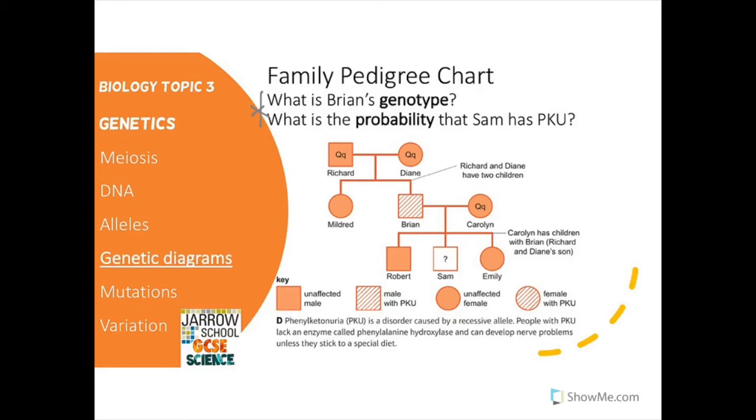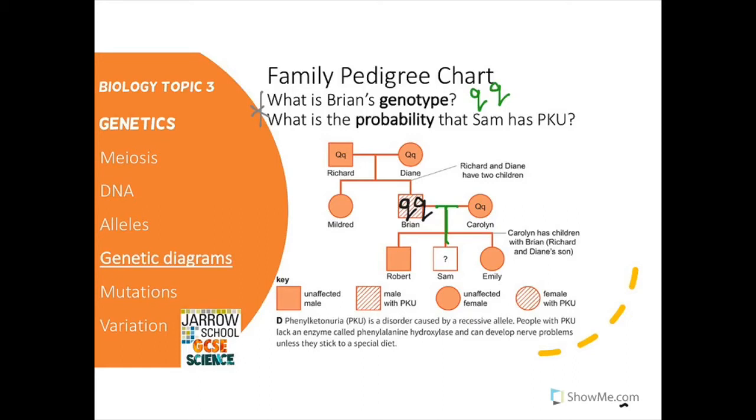Okay, so Brian has the disease, so his genotype must be small q, because he is a male with the disease, and because it is a recessive disease, he must have both copies of the recessive small q allele to have that disease. So therefore he must be small q. What is the probability that Sam has PKU?